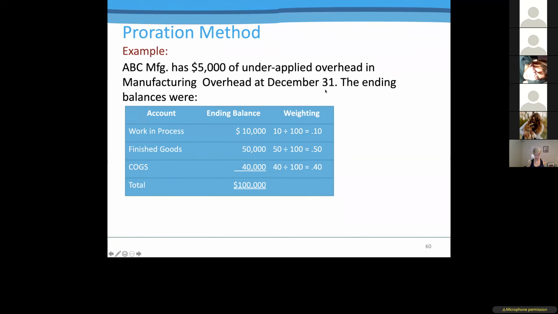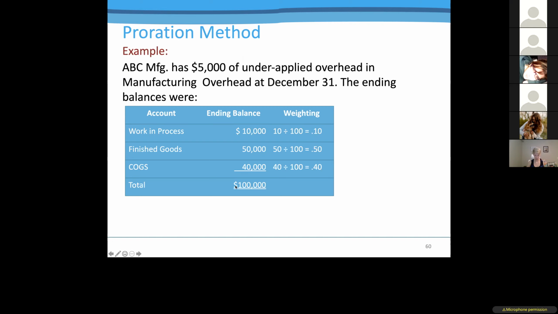Okay, so we have to deal with this because this manufacturing overhead has to be 0, right? And the ending balance for the 3 accounts, work in process, finished goods, cost of goods sold are 10,000, 50,000, 40,000. So if I add the balance together, that gives me 100,000. So then I want to know the proportion, okay? I want to know the percentage. So 10,000 out of 100,000, so this is a 10% weighting.